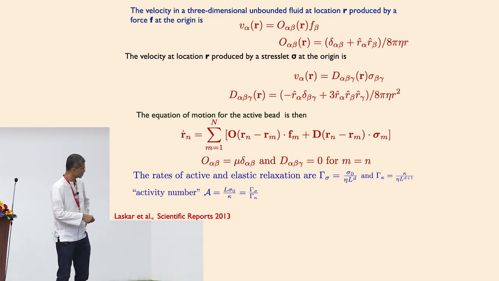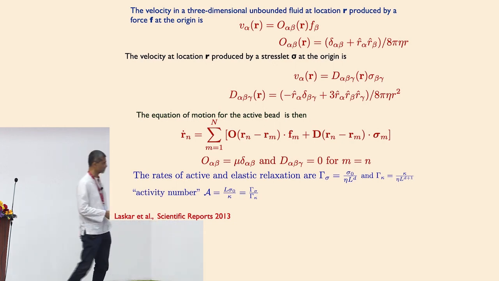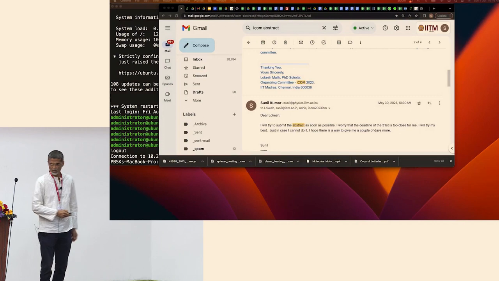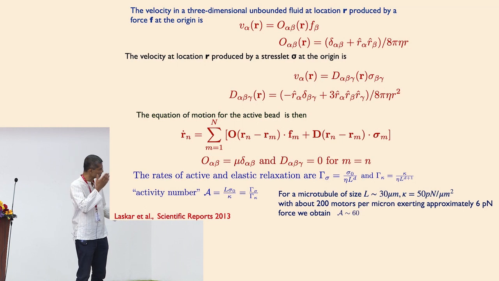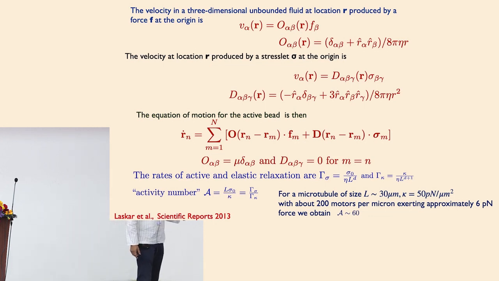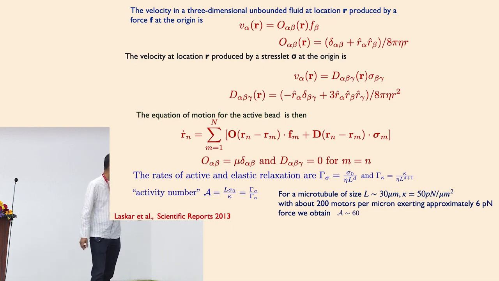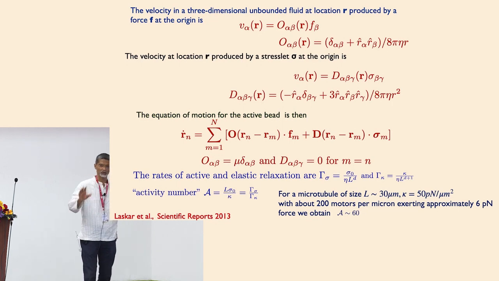I might use this to just parameterize my plots, but otherwise there is nothing more intuitive which we can get from this number. Just to give you an idea about what this number would be in a real system: if you take a filament of length about 30 micrometers, with a bending modulus kappa of 50 piconewton micrometer squared, and 200 motors per micron each exerting a force of 6 piconewtons, then you will get about 60. That is just to give you a feel for the number.